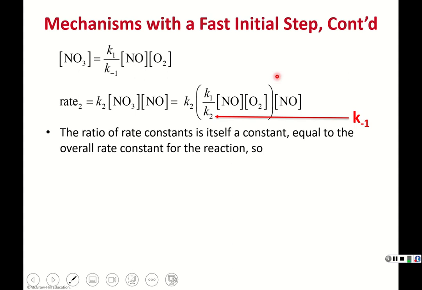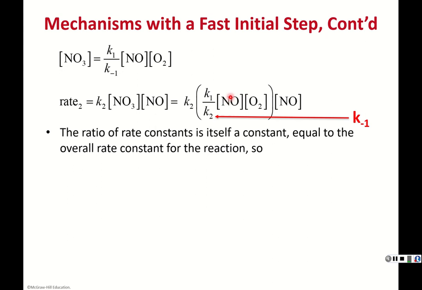Right, so by doing that, we solve for NO3, and it would be k1 over k minus 1 times NO times O2. We then plug that into our equation for rate 2, into this value. There's a typo in the book slides, so this should be k minus 1 here. Okay.